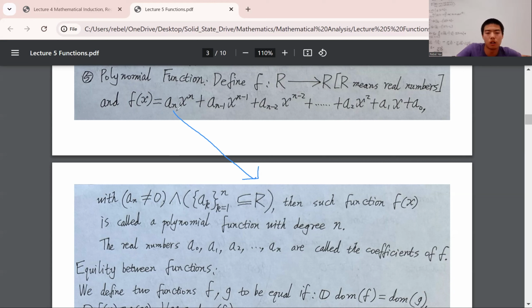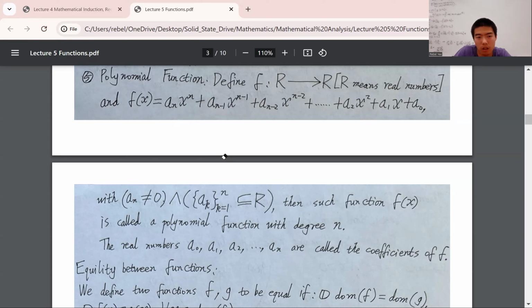And a_n must be non-zero, because if a_n is 0, then this term is 0, and it will not be the leading term. So we can just get rid of it. Why do we need another term like a_n times x^n? We just start from the next one instead. So this is why we cannot let a_n be 0 in the polynomial function. All right, and such a function is called a polynomial function with degree n.